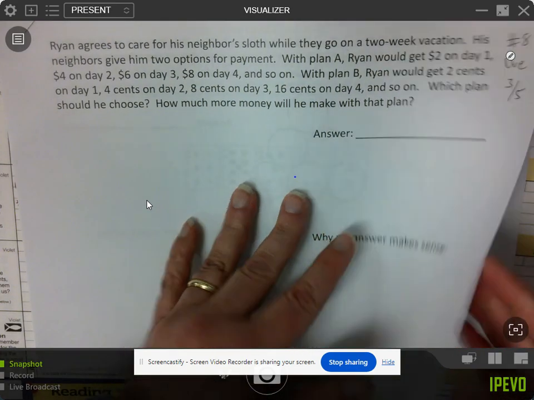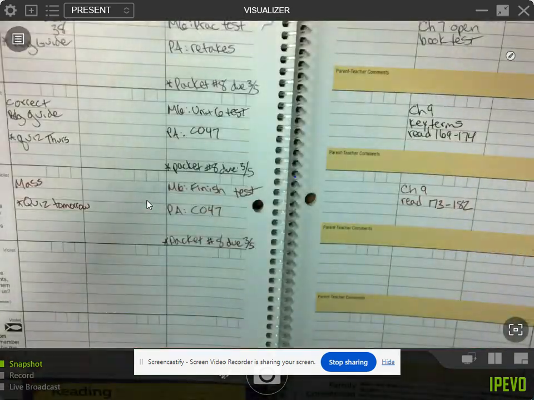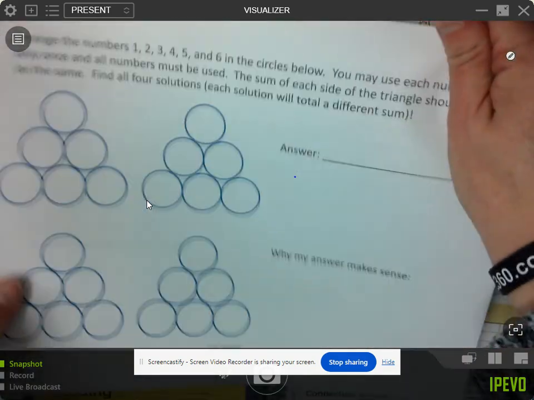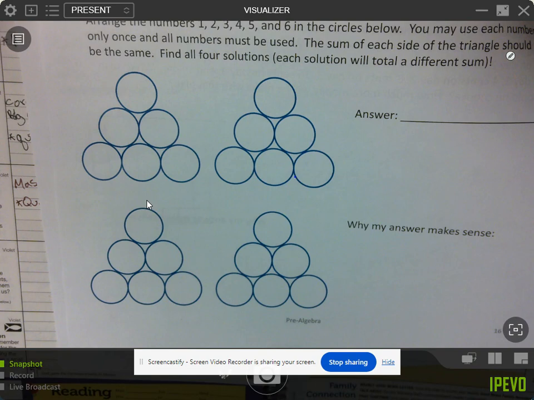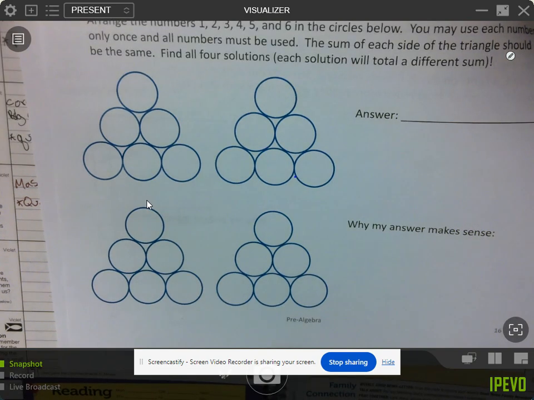Page 2. Ooh, page 2 is a fun page. We have numbers 1 through 6, and we need to put them in the circles. Each side is going to equal the same number. And then we're going to rearrange it for the next triangle. Each side is going to equal a new number. So let's do an example together.